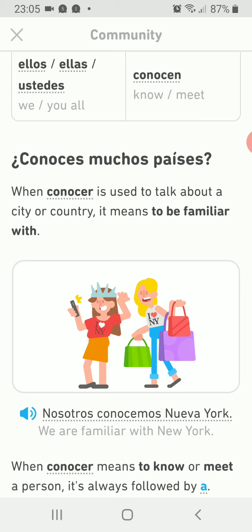When conoces is used to talk about a city or country, it means to be familiar with. So, like we've just heard, it's not only to know, but it's also to be familiar with.